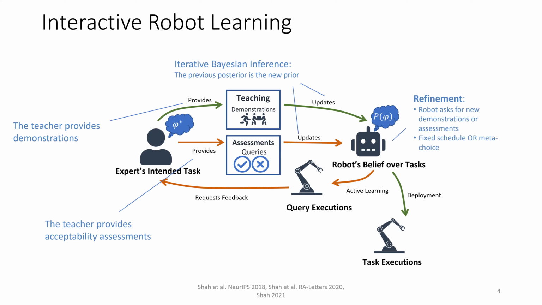So one is it asks the user for new demonstrations, or in the second, it asks for assessments of whether the task execution it performed was correct or not. And the robot has the choice to decide whether the next iteration is going to be a demonstration or is it going to be a query where the robot performs and the user assesses. And finally, in deployment, the robot considers all the task specifications in its belief and then plans a policy that tries to maximize the satisfaction across all of them.